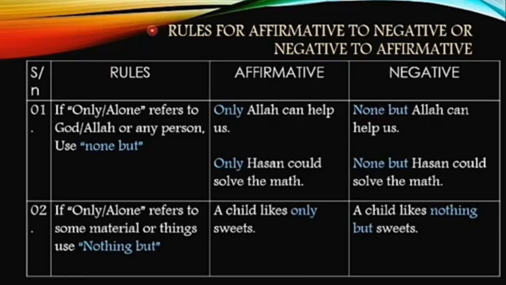Rules for affirmative to negative or negative to affirmative. The first three rules deal with the words only or alone. These words only or alone could refer to some person or to some things or material and to some number also. So the first one says, if only or alone refers to God or Allah or any person, we have to use none but to change them into negative.